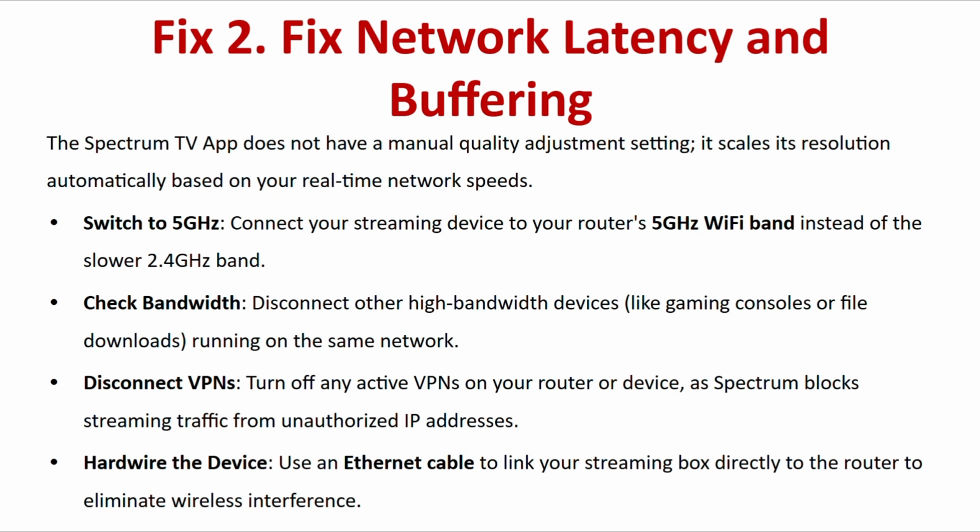Disconnect other high bandwidth devices like gaming consoles or file downloads running on the same network. Next, disconnect VPNs. Turn off any active VPNs on your router or device as Spectrum blocks streaming traffic from unauthorized IP addresses. Next is to hardwire the device. Use an Ethernet cable to link your streaming box directly to the router to eliminate wireless interference.